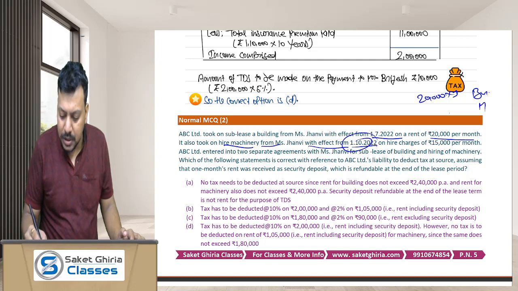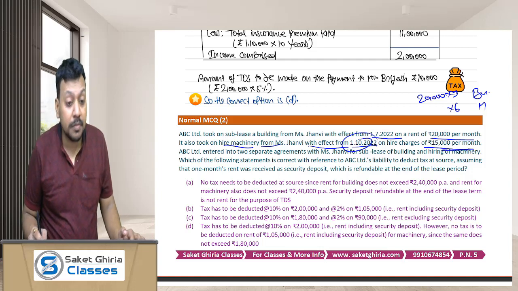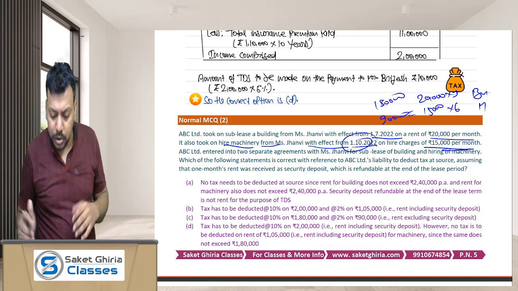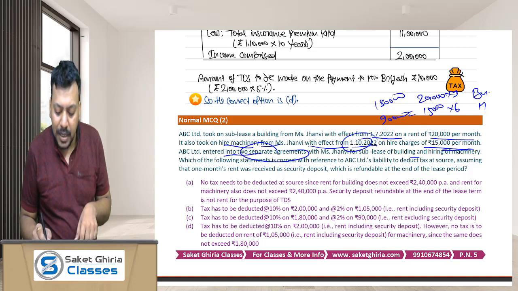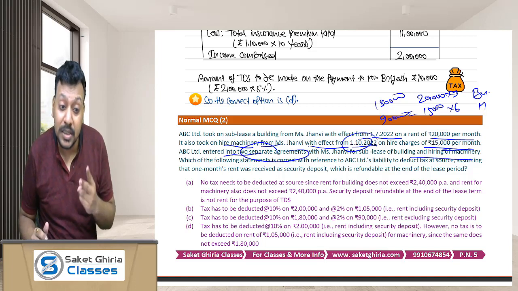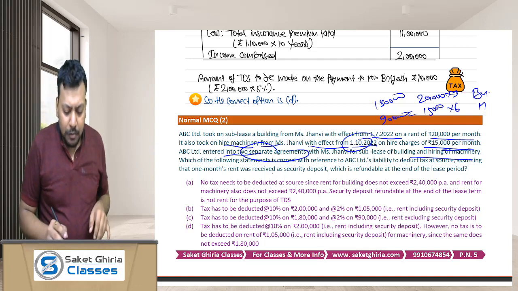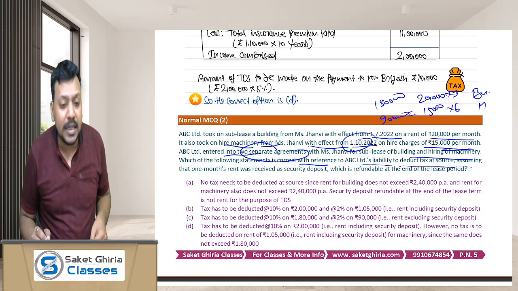So as far as the machine is concerned, we have taken it on lease, but only for 6 months during the previous year 22-23, and the lease rental is rupees 15,000 per month. So how much lease rental became in total? Sir, I think 90,000 rupees, and in the case of the building rupees 1,80,000. Okay. So what is the question? ABC Limited entered into 2 separate agreements with Ms. Janvi for sublease of the building and hiring of the machine. Means there are 2 separate lease agreements which ABC Limited has entered into with Ms. Janvi.